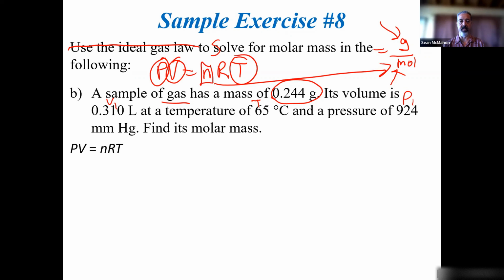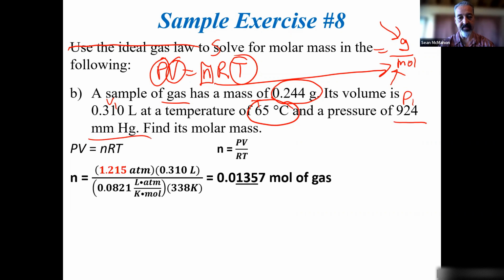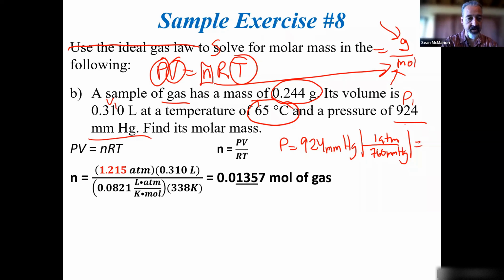So what do I need to do? Solve for moles. Now, temperature. What do I need to change temperature to? Kelvin. How? Add 273.15. What do I need to change millimeters of mercury to? Atmospheres. How? Divide by 760. So I guess I didn't show every step, but I could show that. Your pressure, 924 millimeters of mercury. What am I going to do? There's 760 millimeters of mercury for 1 ATM. That answer is right here.